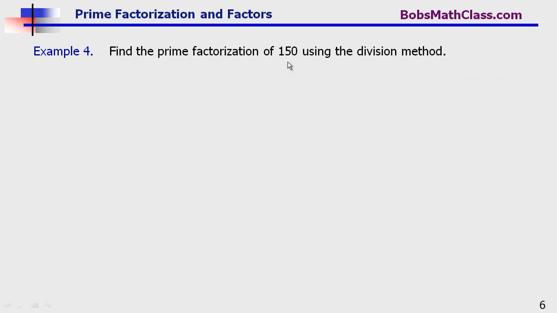Okay, let's do another one, 150. And try to use the division method. And after you do a couple, then you can decide, hey, you know what? I want to do the tree method, or I want to do the division method. And either method is fine. Okay, 150. Let's start with our smallest prime number. Does 2 divide evenly into 150? Yes, because it ends with a 0. So we'll start with 2. 2 into 150 is 75.